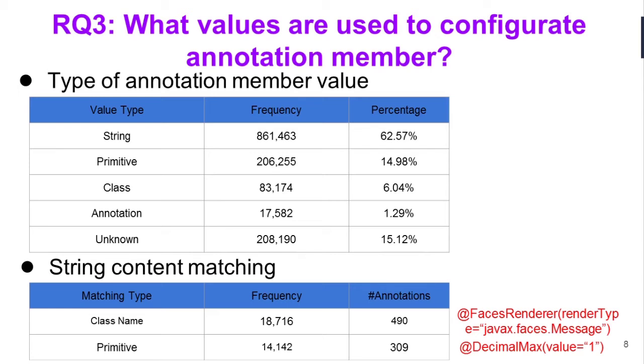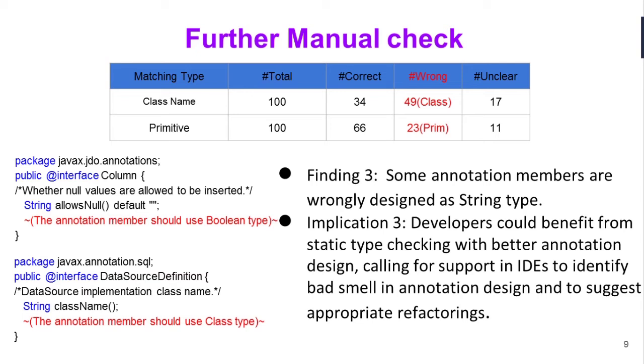We know annotation members can be of different types, thus we are interested in what values are used to configure annotation members. We find that about 2/3 of annotation member values are typed as string. We further use regular expressions for class name and primitive to match the string content and find the matching success rate is not small. The high matching rate makes us suspect whether some annotation members are wrongly designed as string type. So for the involved annotations whose annotation member values match class name and primitive, we respectively select 100 annotations and check their definitions. We find that actually some annotation members which ideally should be designed as class or primitive type are wrongly designed as string type.